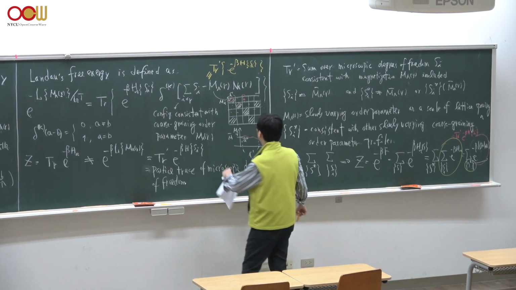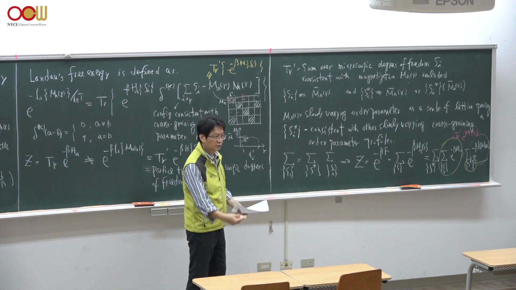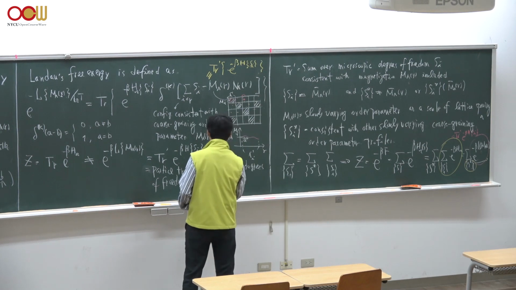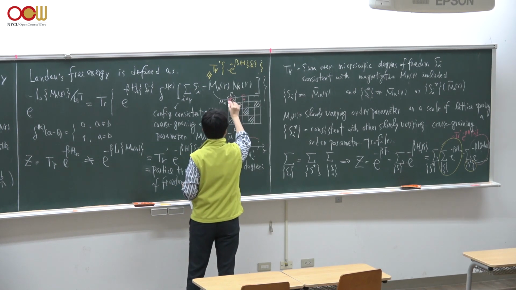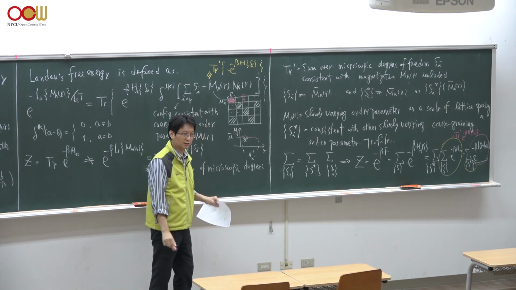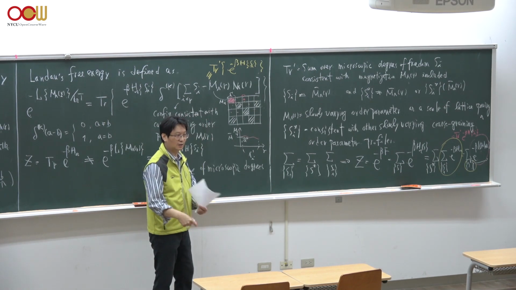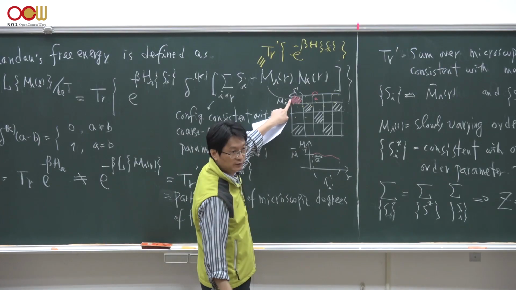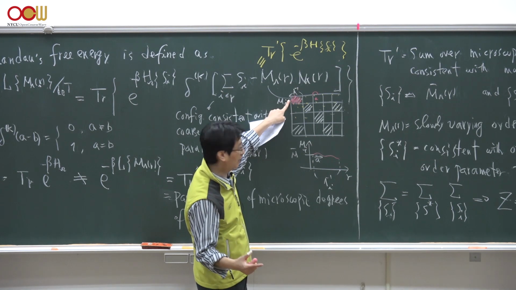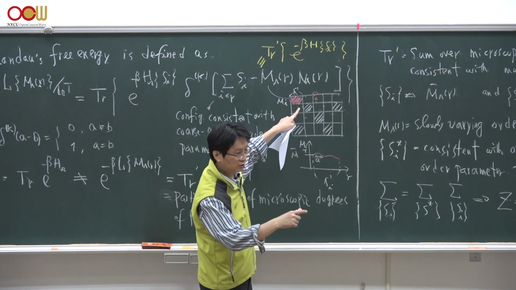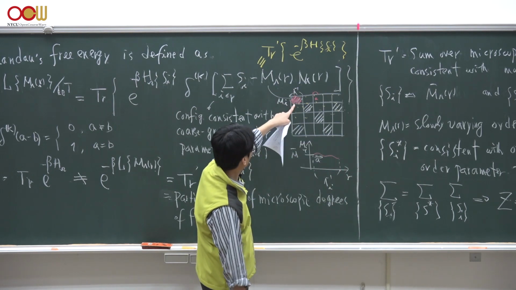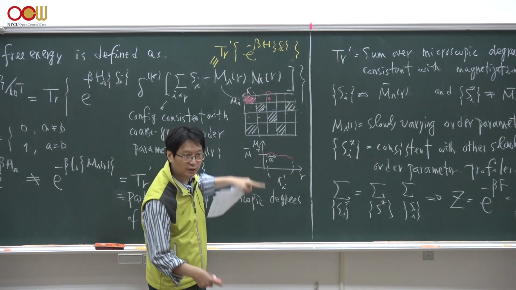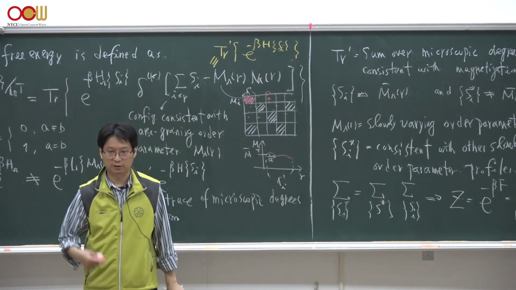But I can also perform the trace from a different route, which is following that route. First I sum over the microscopic degrees of freedom within each block, and then I sum over all the blocks. So it's a two-step summation. I first focus on the microscopic degrees of freedom within each block, but I know that I need to sum over all the blocks. Then I can decompose that summation into the first summation over the microscopic degrees of freedom within each block, and then I multiply by the summation over the different blocks.